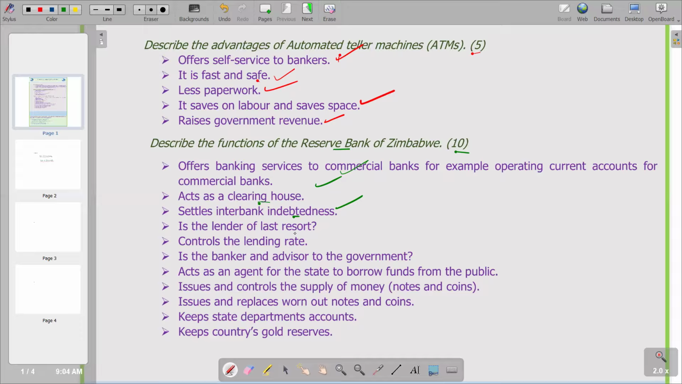So the other banks, when they are urgently in need of money, can approach all other avenues. But when they cannot get money there, they can finally be assisted by the central bank. So this is what we have in terms of this point.